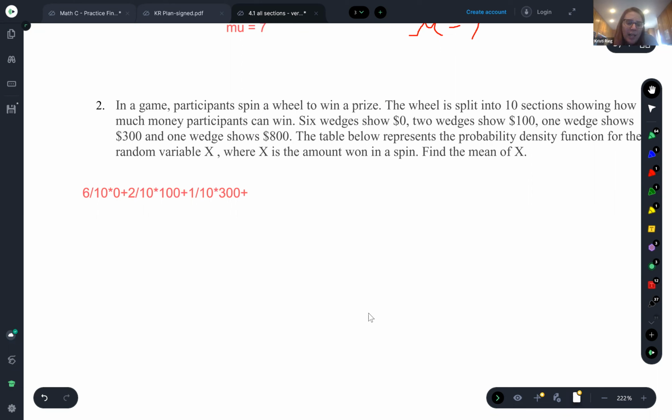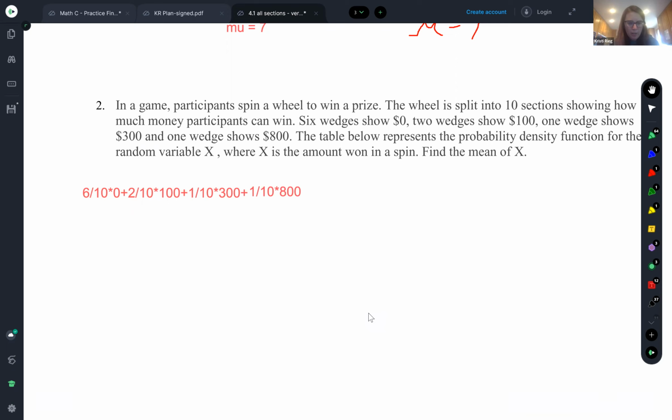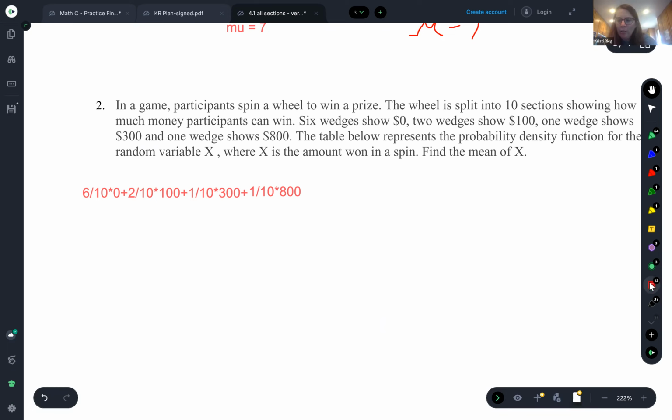Okay, so I can go ahead and put that all into my calculator. Now I don't need to do 6 out of 10 times 0, right? That's just 0. But if I put the rest in my calculator, 2/10 times 100 plus 1/10 times 300 plus 1/10 times 800, we get $130. So the mean of X equals $130.